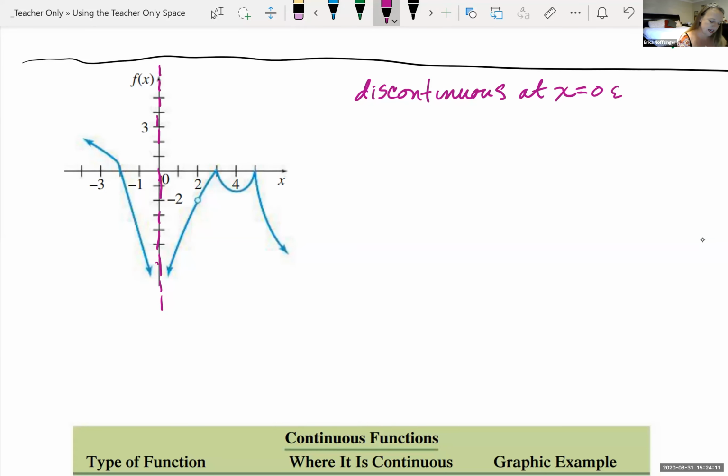And notice that there's an open circle on the graph here. And so it's also discontinuous at x equals 2.